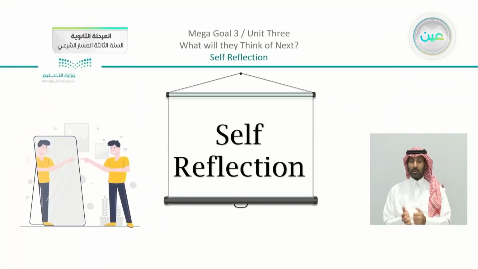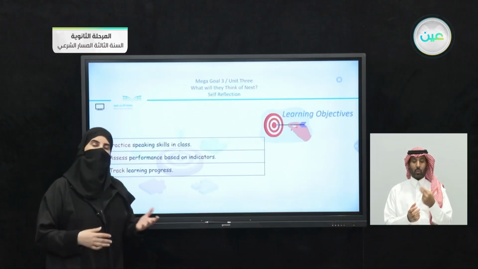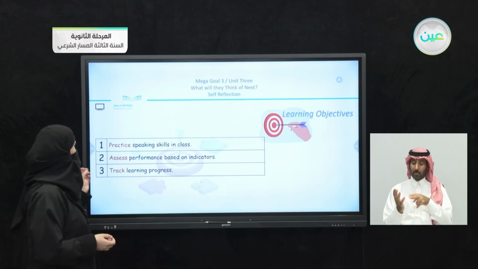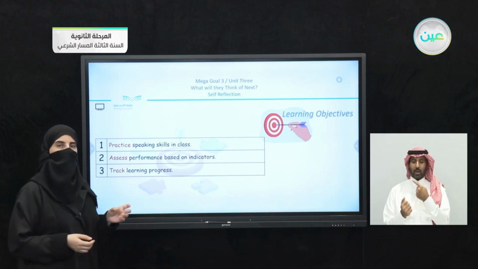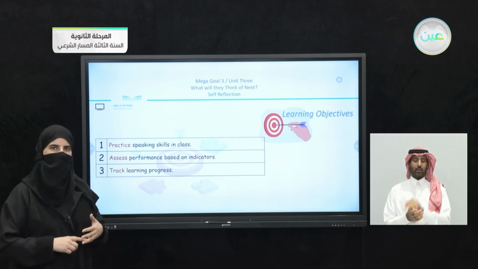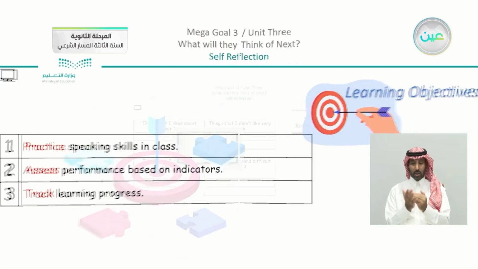Now we have reached the very end. We have the self-reflection. We have applied the self-reflection in the first 2 units, and we have come to the end of Unit 3. Just to read the objectives, we have number 1, to practice speaking skills in class, because you are going to discuss with your classmates the points that I have just mentioned. Number 2, to assess performance based on indicators. And number 3, to track learning progress.